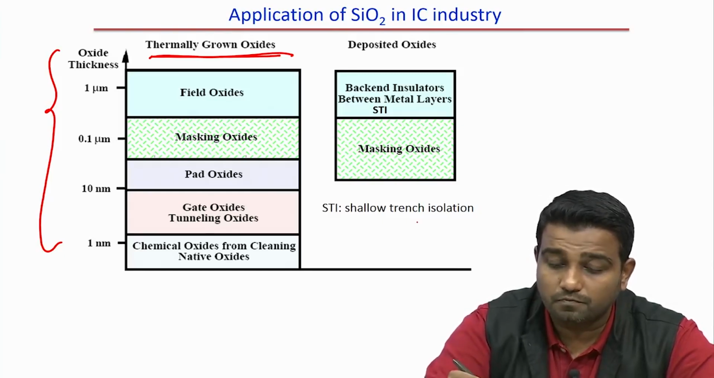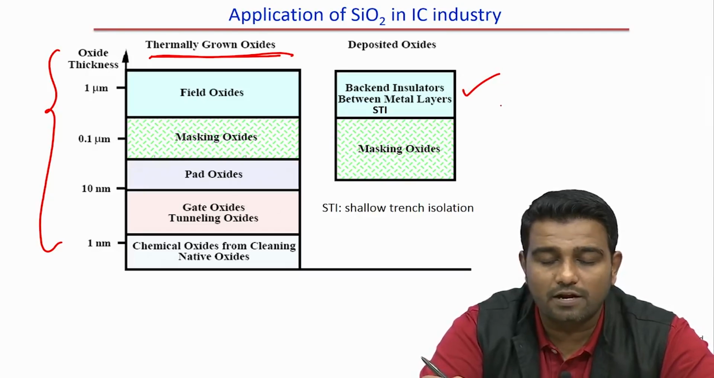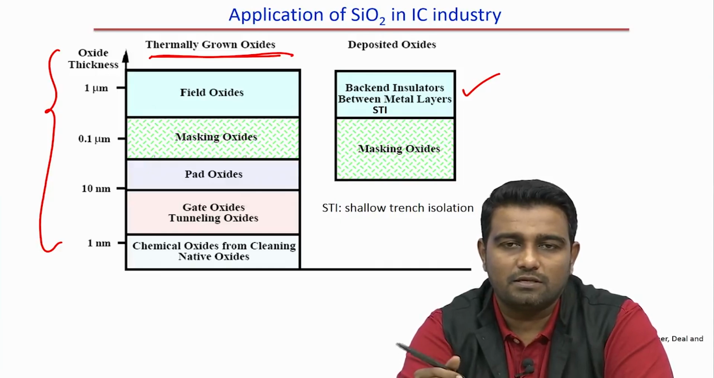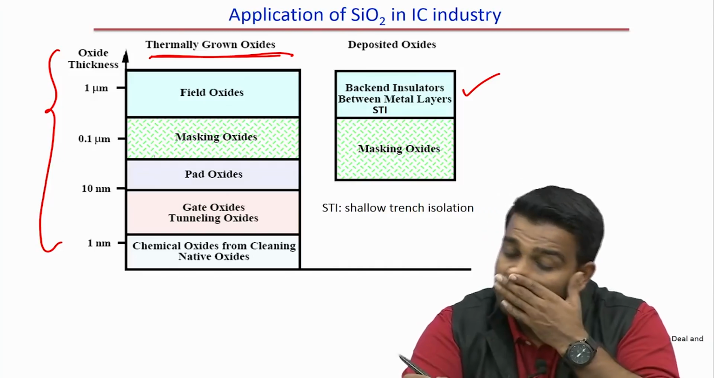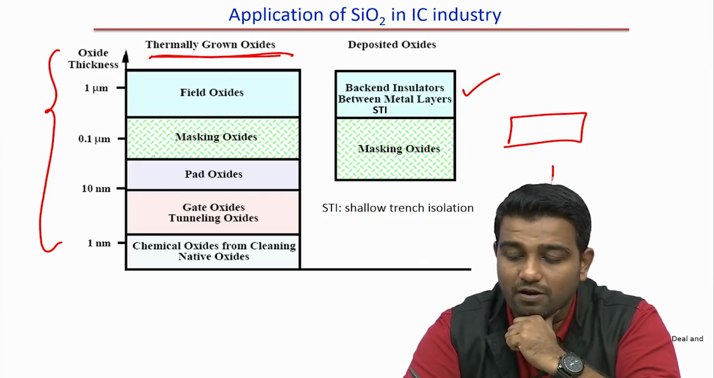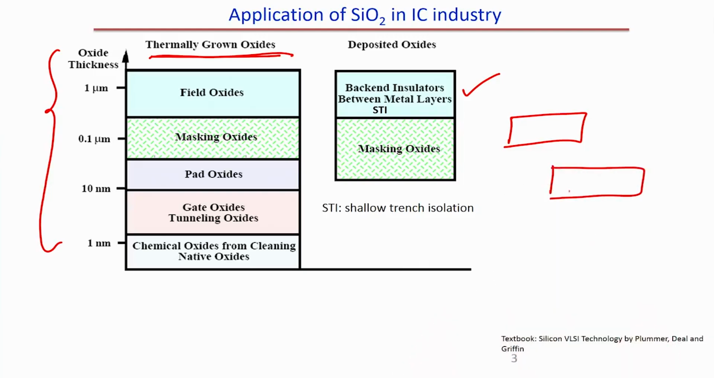So, one is back-end insulators between metal layers and STI. Back-end insulators between metal layers means, if I have a metal, and I have to have another metal, then if I want some separation, I will separate it with some oxide material. So, it can act as an insulating material between two metals.